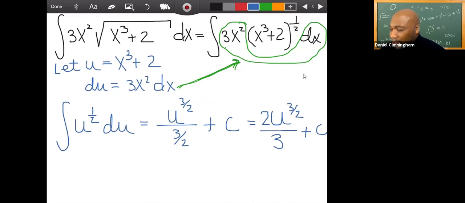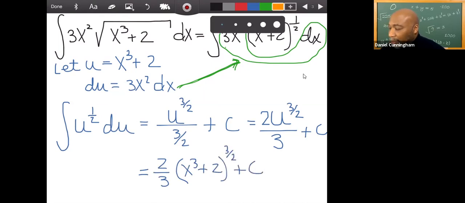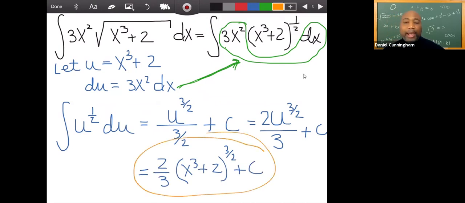Now, my final answer, because I'm not done, because it's all in u's, but I have originally x, will be 2/3, you can write it like this, times my u, which is x cubed plus 2, to the 3/2 plus c. And that's my final answer because I'm putting it back in terms of the original variable, which was x.